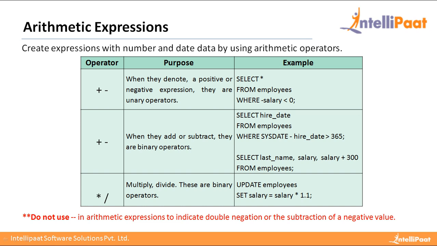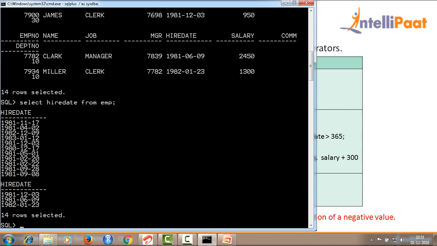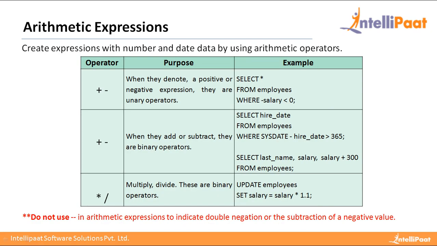Plus and minus. Whenever I want to get the hire date of all the employees, how do I get it? I can get the hire date of employees this way. Select hire date from employee. But here my requirement is not to see the hire date, but to get the employees whose experience is more than 365 days, or 1 year. How do I get it?